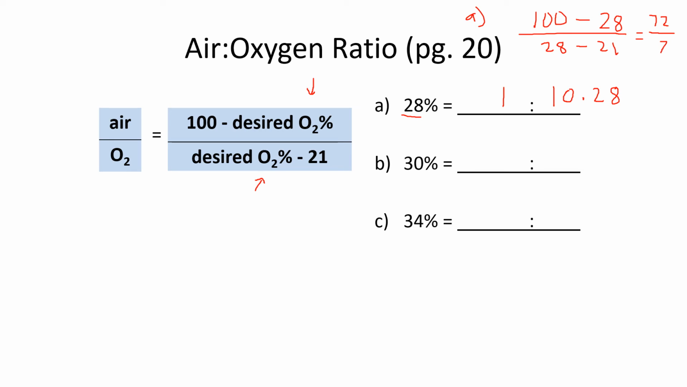All right, let's try 30. So you take 100 minus the desired, which is 30, over the desired, which is 30 minus 21. So 70 over 9. So 70 divided by 9 equals? 7.77. Yeah, about 7.77.